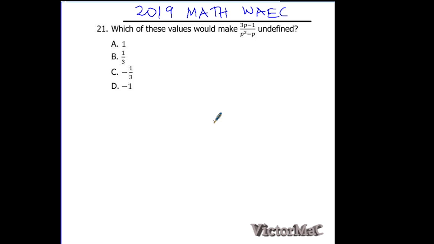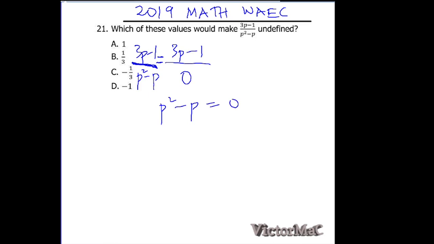Whenever a fraction is undefined, it simply means that the denominator is 0. So we're trying to say, how can we force the original denominator, which is p squared minus p, to be 0? So simply equating it to 0, that's all.